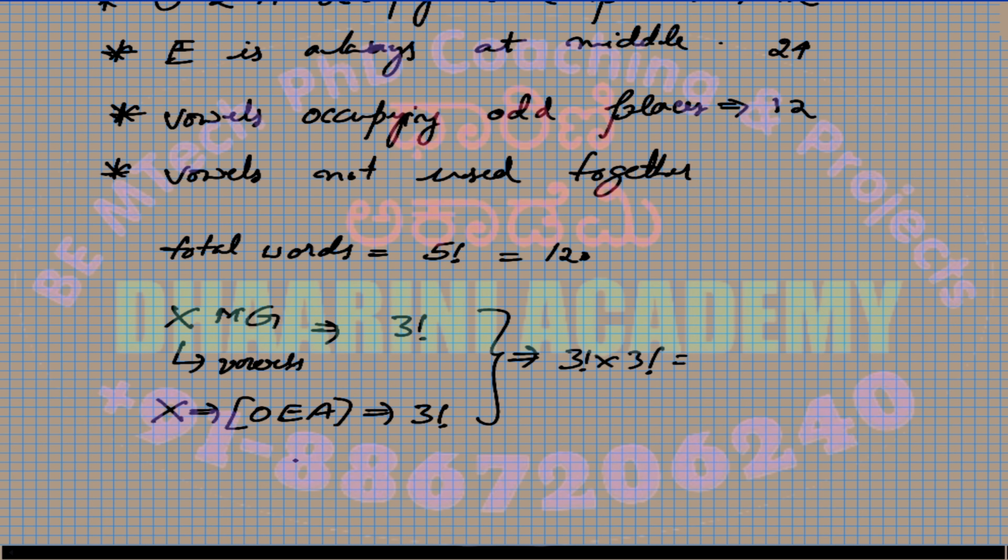Now the question is, how many words can be made without the vowels being together? So the required answer is 120 minus this 36, because 36 is vowels together. From the total number of words, if you subtract the number of words where the vowels are together, you get the answer, right? So the answer is equal to 84. So there are 84 ways in which you can make the words where the vowels are never together. That is the required answer.